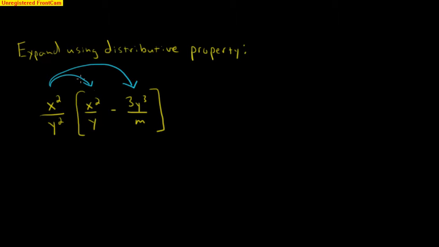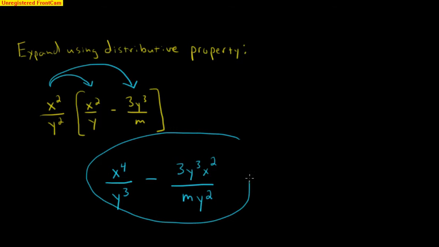Again, not too difficult. X squared times x squared is going to give us x to the 4th. And then for our denominators, y squared times y gives us y to the 3rd. Minus x squared times 3y to the 3rd is 3y to the 3rd x squared. Pretty simple. M times y squared is m y squared. That's it. I wish it were more complicated than that, but it's not. Just multiply through, eliminate parentheses.